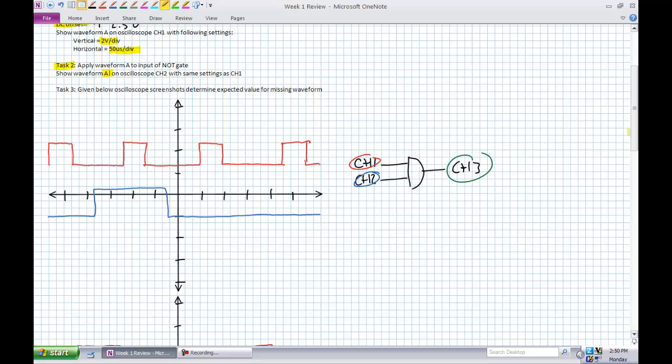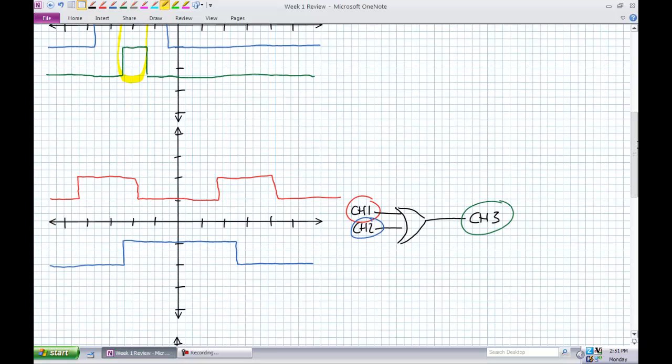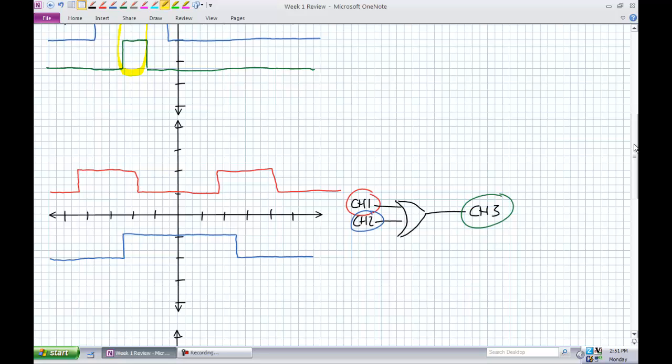Go ahead, pause it. And what you should be getting for channel 3, if you got it set up correctly, should look like that. What is the truth table for an AND gate? Don't even worry about the truth table. Describe it. Its output is high when both inputs are high, or when all inputs are high. What is the only time in our timing diagram when both inputs are high? Right there.